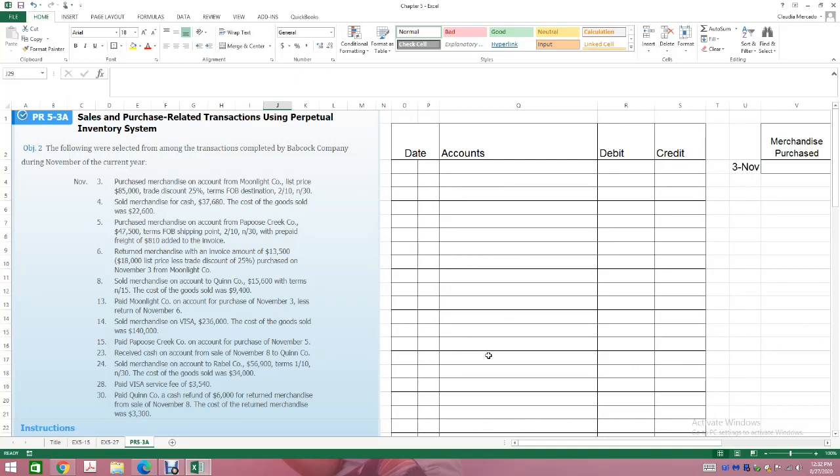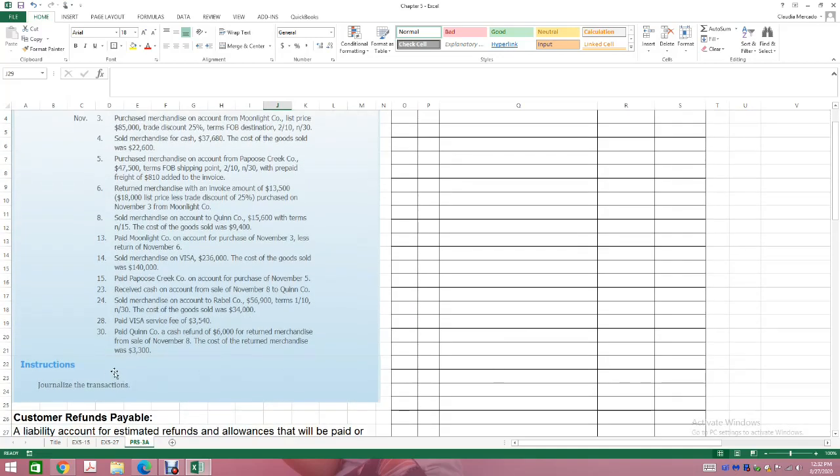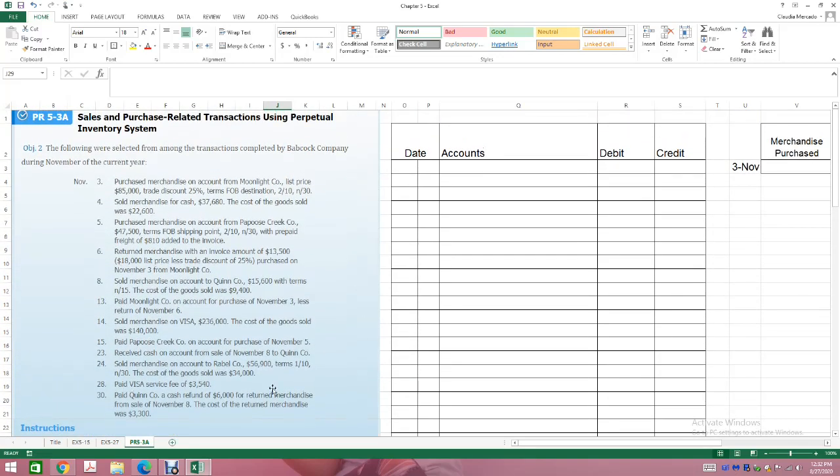This particular problem deals with sales and purchase related transactions using a perpetual inventory system. They give you a variety of transactions and you have to journalize them. So the instructions are to journalize the transactions. We're going to go through all of these transactions, and I like this specific problem because it includes both sales and purchase related transactions that include discounts, that include shipping. It's just a wonderful exercise. It can get a little bit complicated or confusing, but make sure that you follow along and that you review the examples provided in the textbook.